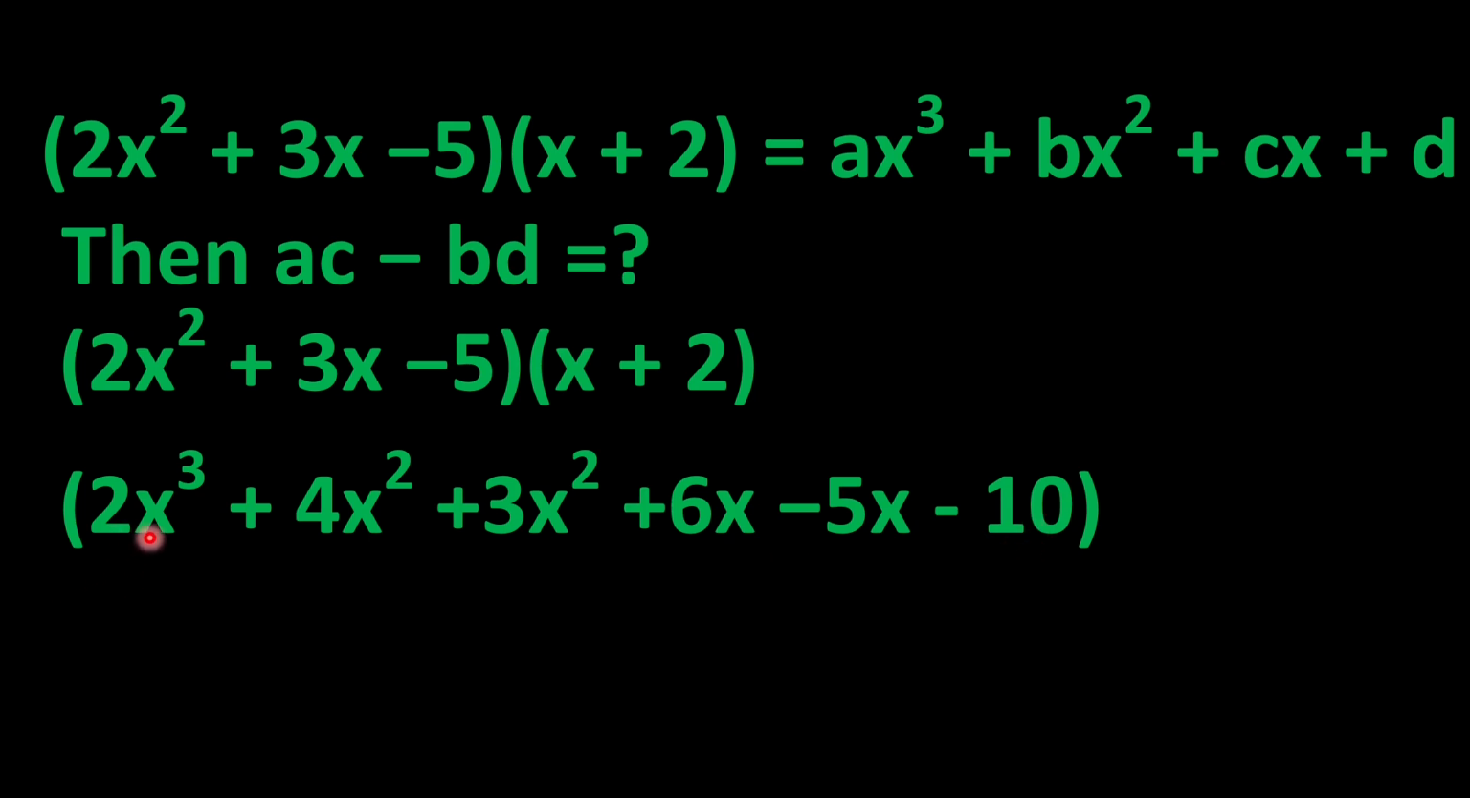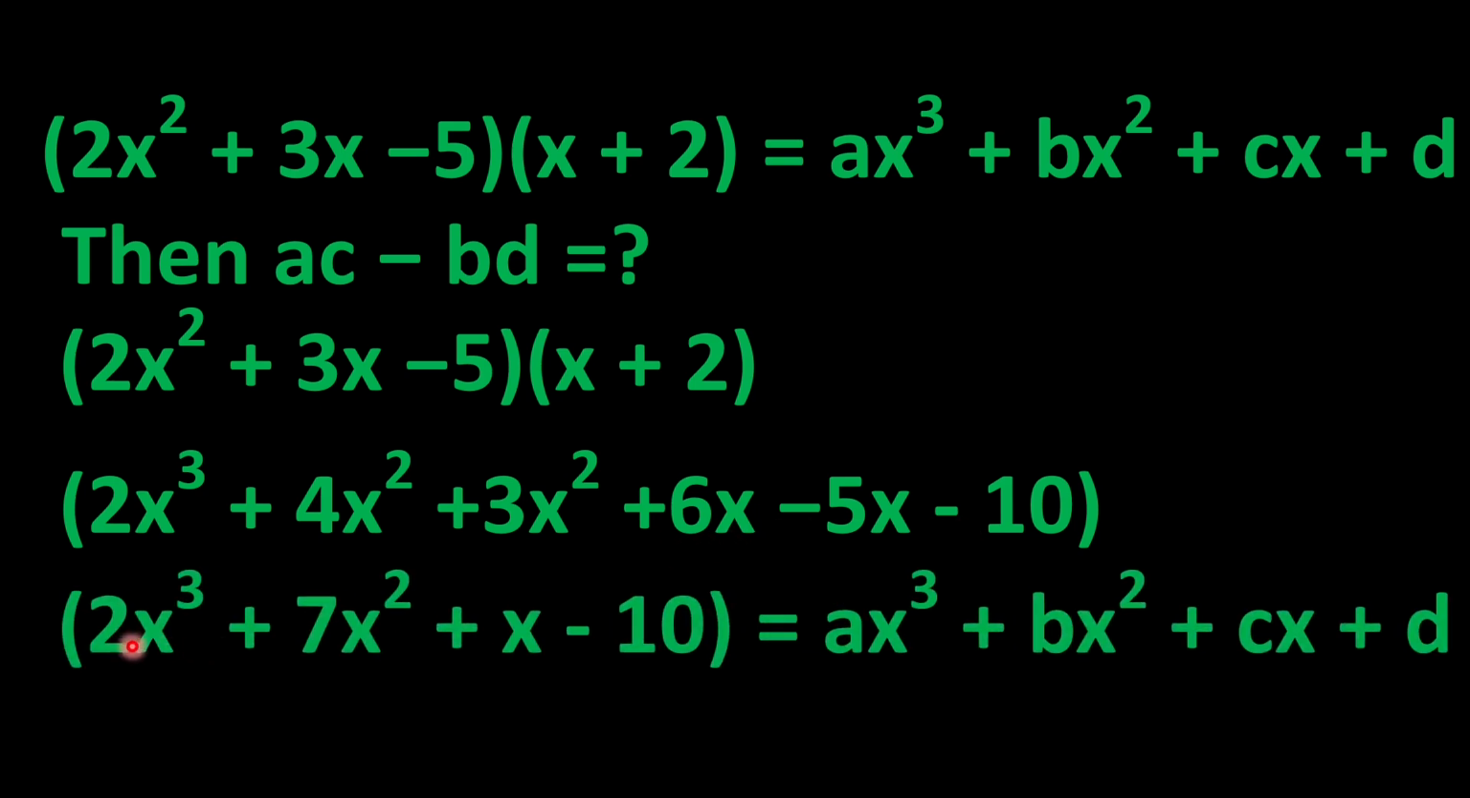And now 2x³ plus 4x² plus 3x². So this 4x² plus 3x² will add, so it will become 7x², and plus 6x minus 5x. This will become plus x and minus 10. So overall, this equation will become 2x³ + 7x² + x − 10, which is equal to x³ + bx² + cx + d as given in the question.